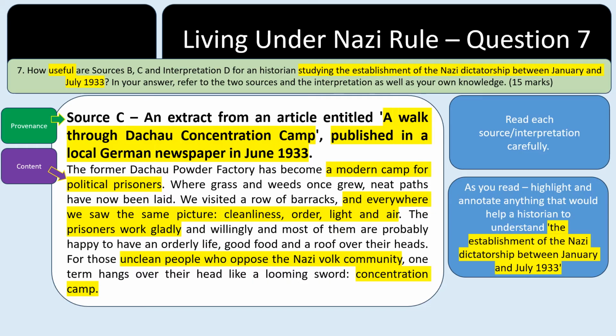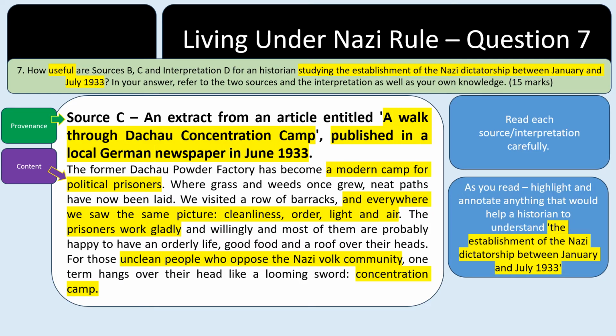And the content reads: "The former Dachau powder factory has become a modern camp for political prisoners. Where grass and weeds once grew, neat paths have now been laid. We visited a row of barracks, and everywhere we saw the same picture: cleanliness, order, light, and air. The prisoners work gladly and willingly, and most of them are probably happy to have an orderly life, good food, and a roof over their heads. For those unclean people who oppose the Nazi Volk community, one term hangs over their head like a looming sword: concentration camp."